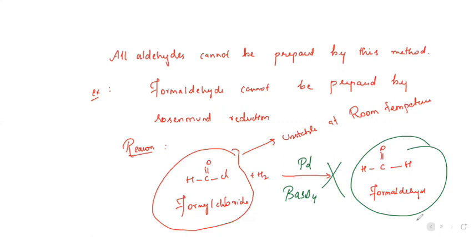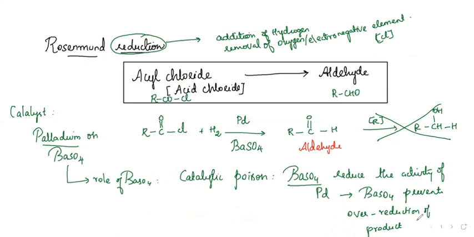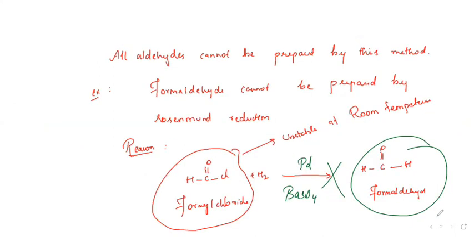So, a quick recall of Rosenmund reduction. Rosenmund reduction is to prepare aldehyde. What is the reactant? Acyl chloride or acid chloride, simply RCOCl. The Cl should be removed and H added. That is called reduction: addition of hydrogen, removal of an electronegative element. H2 is another reactant. Palladium is a catalyst. Barium sulfate is a catalytic poison. Right? So which aldehyde cannot be prepared by this method? Formaldehyde.